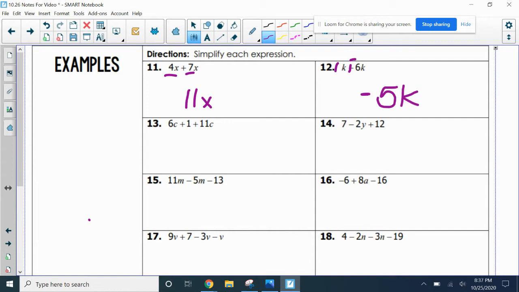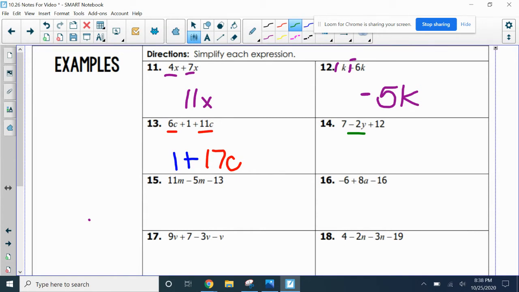All right, so down here, we can combine these c variable terms. And there are no other constants, so 1 plus, because that's how we're separating our terms. And then 6 and 11 give us 17c.